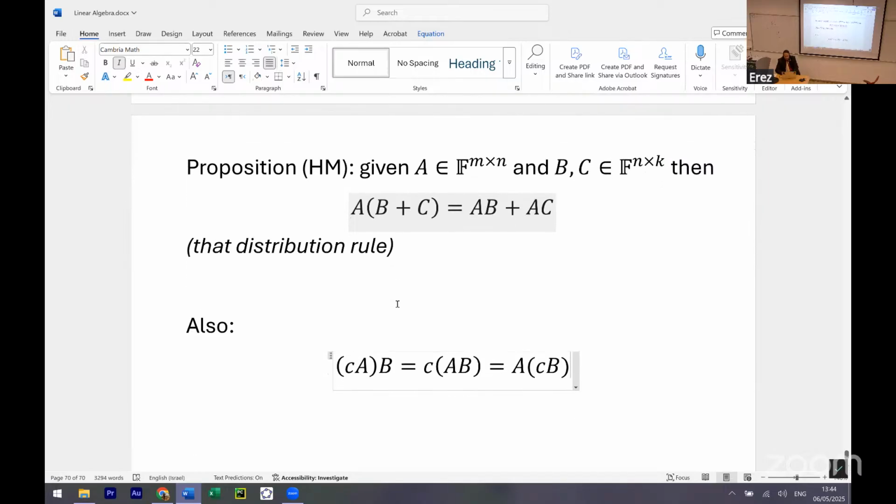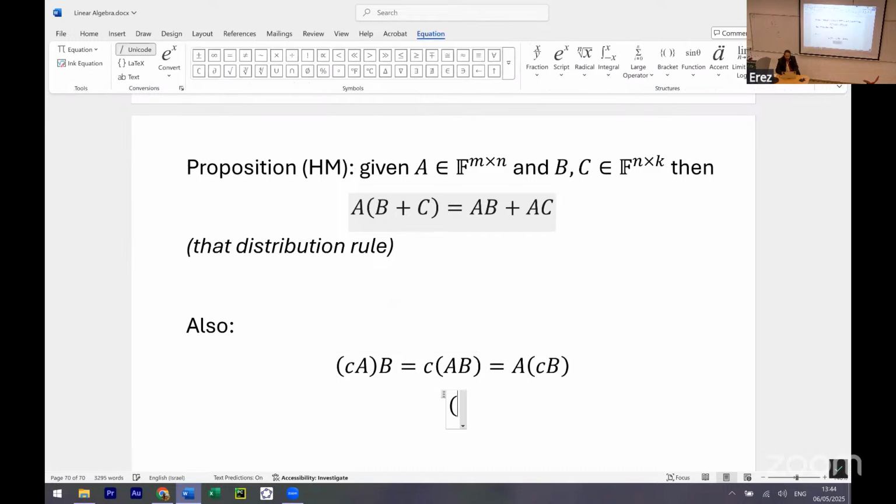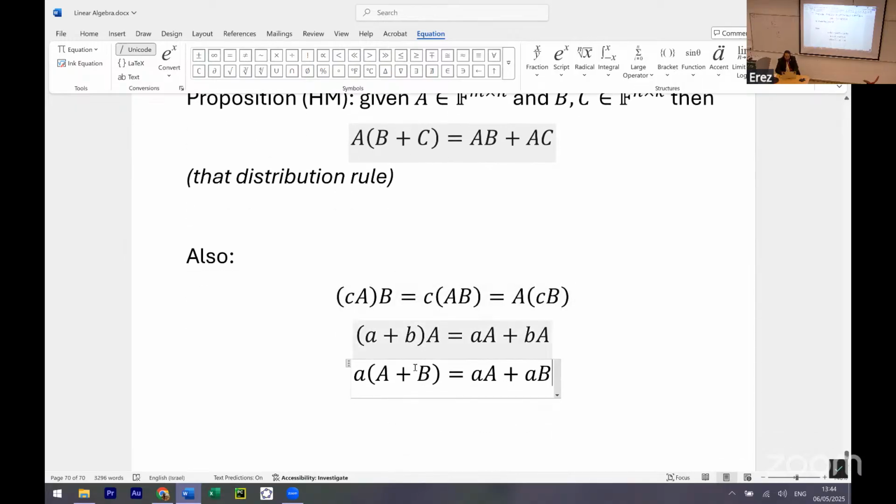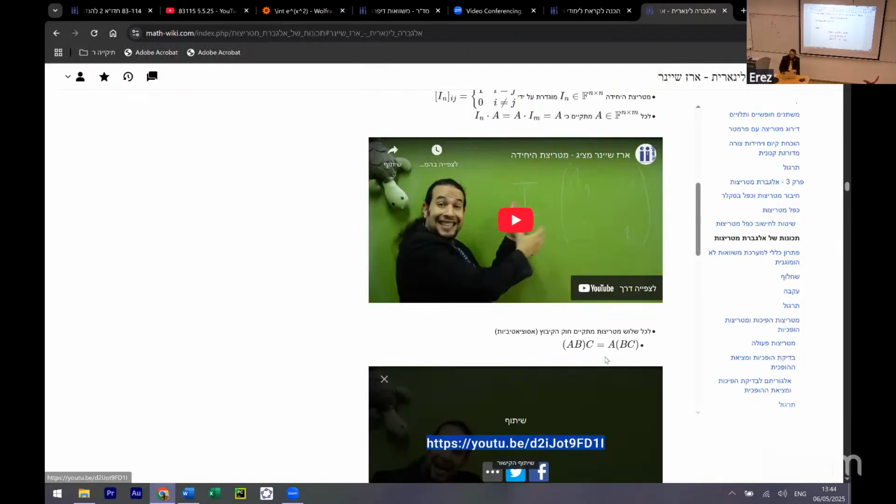There are some more rules, I'll write some of them. A plus B times A equals A plus BA. A times A plus B equals A plus AB. I hope I mention all these kinds of rules. Let me just make sure I wrote all of them here in order not to forget.